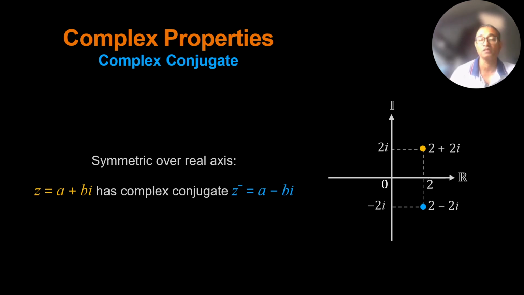So for example, as you can see in the example here, the complex number 2 plus 2i has a mirror image below the real axis, which is represented by 2 minus 2i, which is to say that a complex conjugate is symmetric over the real axis to a complex number.